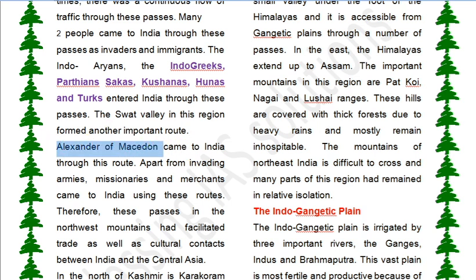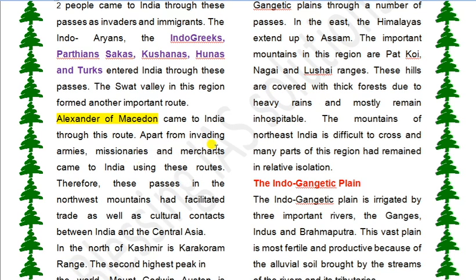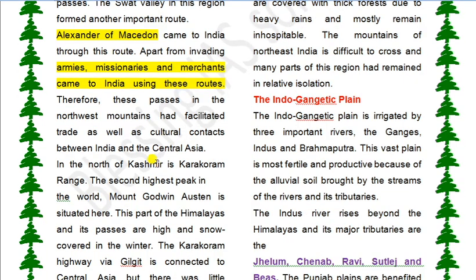Alexander of Macedon came to India through this route, and apart from invading armies, missionaries and merchants came to India using these routes. Therefore, these passes in the northwest mountains facilitated trade routes as well as cultural contact between India and Central Asia.